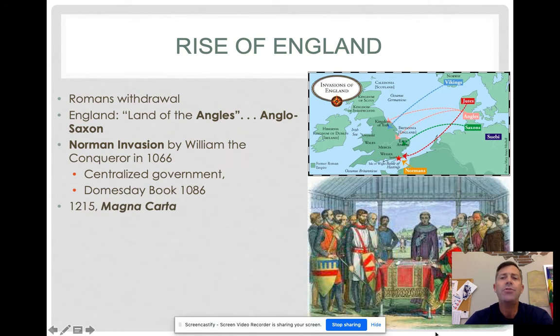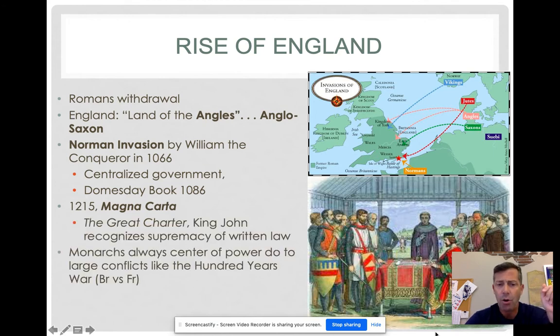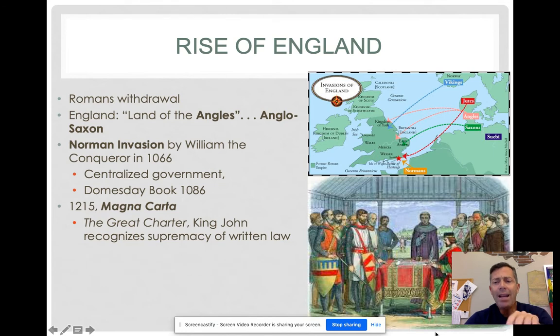A couple hundred years later, the kings, such as William the Conqueror and others, will be put in check by something called the Magna Carta. So the Magna Carta was an attempt by nobles to get the king to not have total absolute power. And actually, years after the Magna Carta, you'll see the emergence of what you have heard of as Parliament.